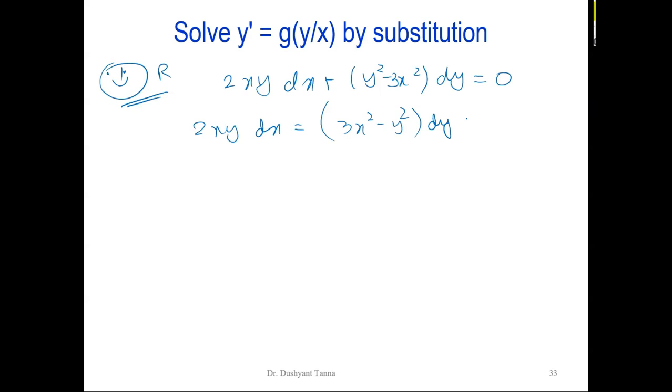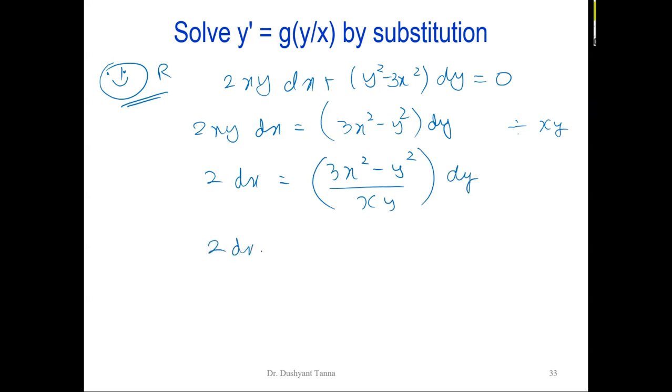Okay, so we divide by xy first of all, right? Dividing by x times y. So what will happen? 2 dx is equal to (3x square minus y square) over xy dy. So 2 dx is equal to 3x over y minus, one of the y is gone, y over x.